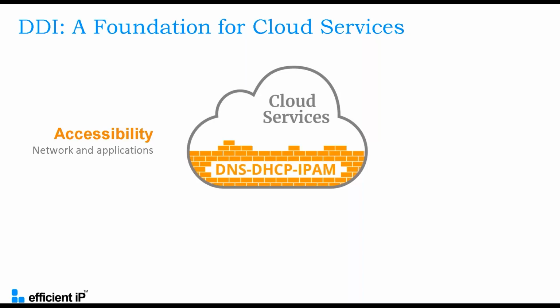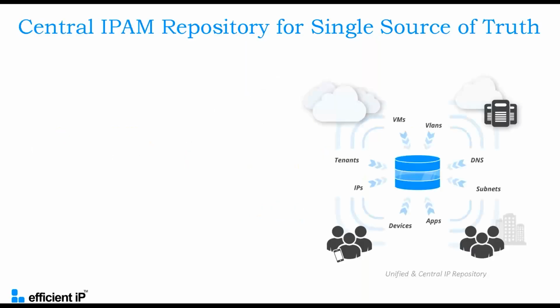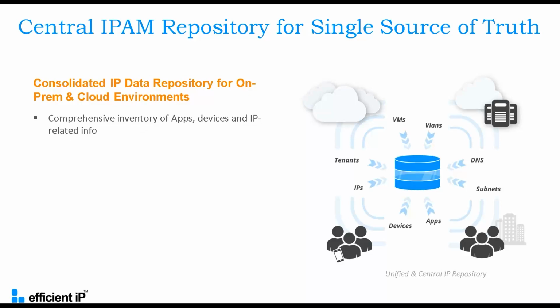So it helps by increasing accessibility for network and applications. DDI helps by improving agility. It means you can scale out fast and you can automate. And then equally, it improves security, because we can see who's connected, where they're connected from, and maybe what they're talking to, maybe how long they've been on the network or who put them on the network. So these all tying together, it means we can begin to ask questions. We can ask questions because we have a central IPAM repository, a single source of truth. Everything goes into one place, whether it be on-prem or off, whether it be information we're storing on applications, devices, or just IP-related info, it all goes in there.